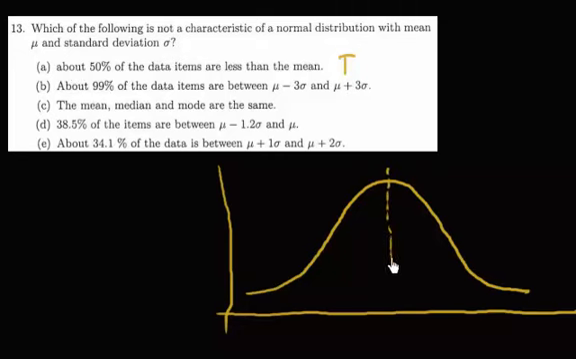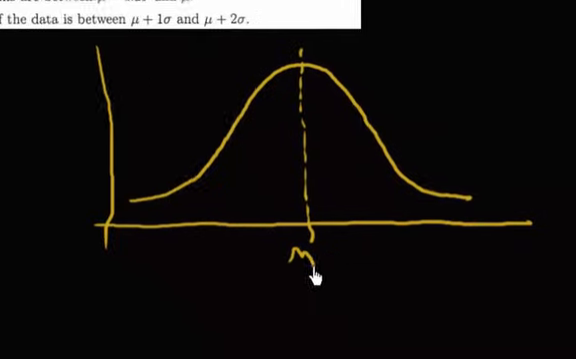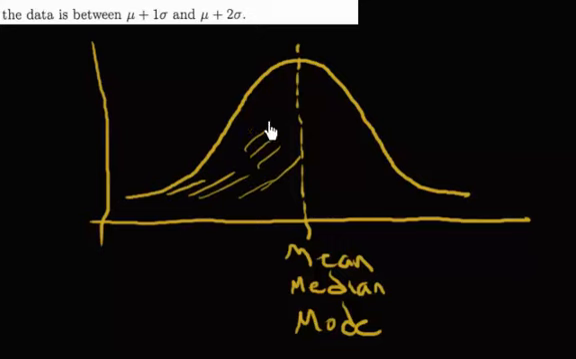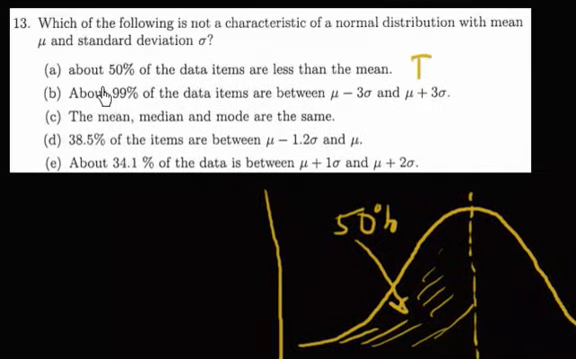Well, the mean, median, and mode are all here. Mean, median, and the mode. All of this region here represents all of the data below the mean, and that is 50%. So A is true. Next, 99% of the data is within 3 standard deviations. That was something we talked about in class. 99% is within 3 standard deviations, so that is true. The mean, median, and mode are the same. That's true.